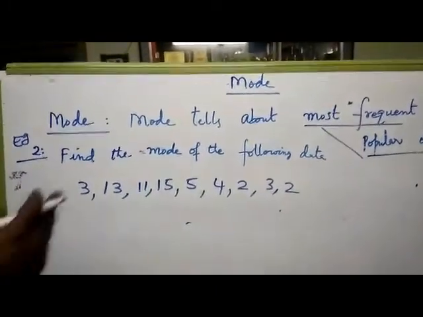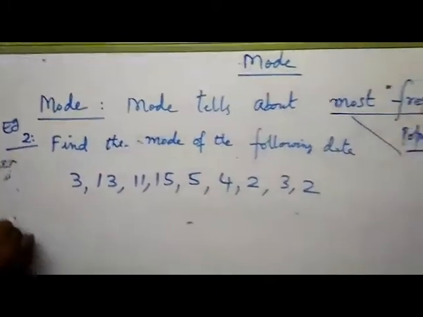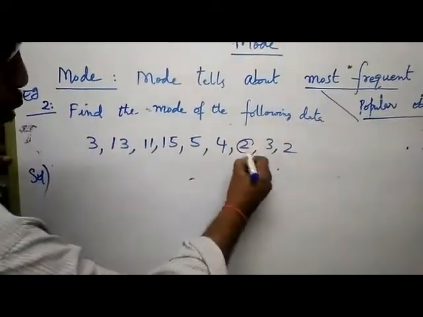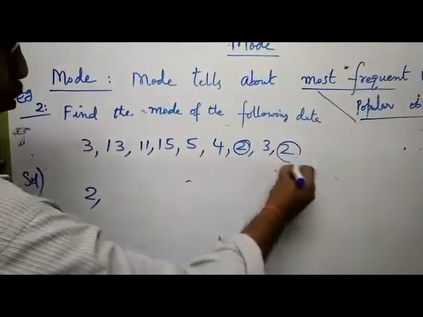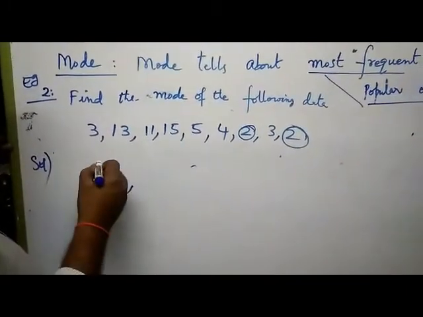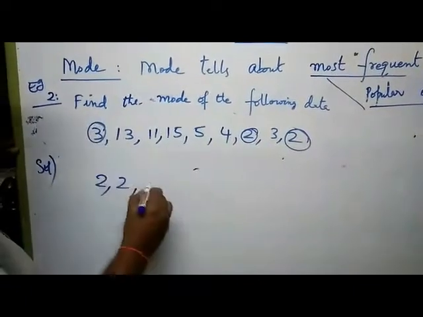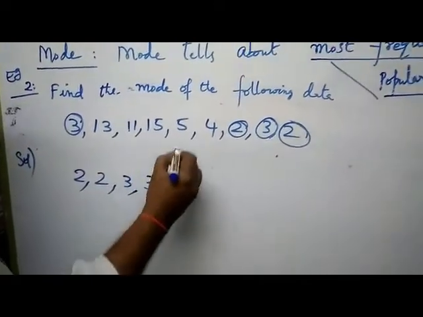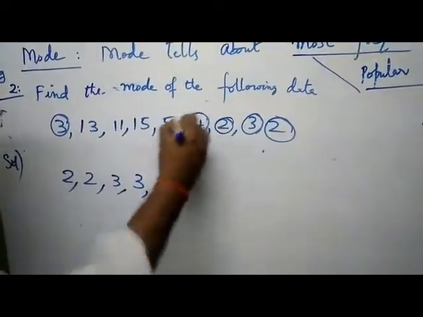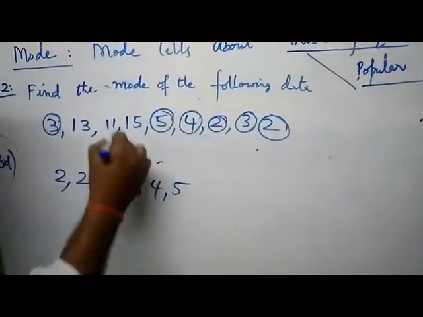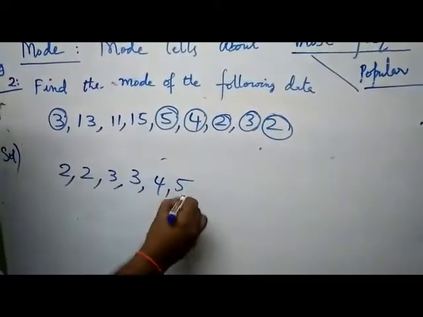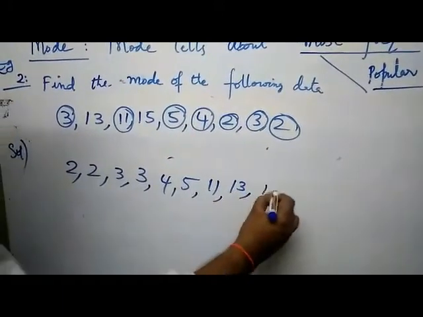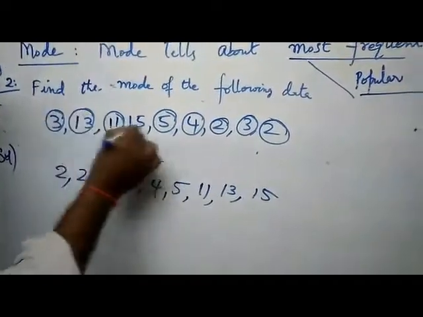Example 2, find the mode of the following data. Data is given, arrange in ascending order. The smallest one is 2, one more 2. Next 3, again 3, afterwards 4, next 5, 4, 5, 11, 13, 15, 11, 13, 15.